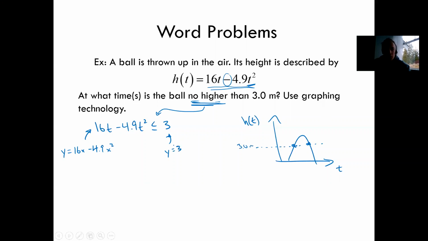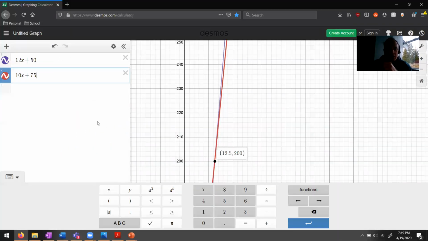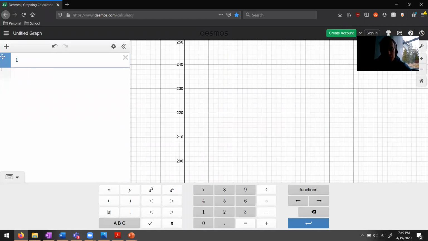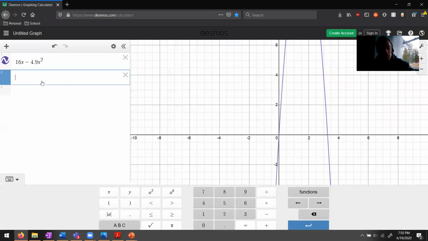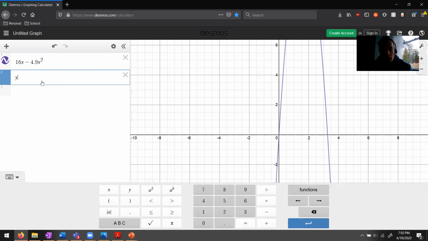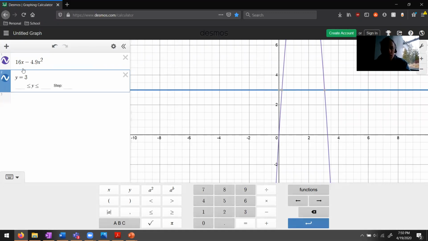That's pretty simple. So we're going to go over to Desmos. We're going to have a little look here. 16x minus 4.9x squared. There's my parabola. I'm going to just zoom my screen in normally, and here's y. Let's go y is equal to 3. One small thing, I don't have to type in y is equal to when I'm doing something in terms of x, but if I'm just doing a number, I gotta make it clear.